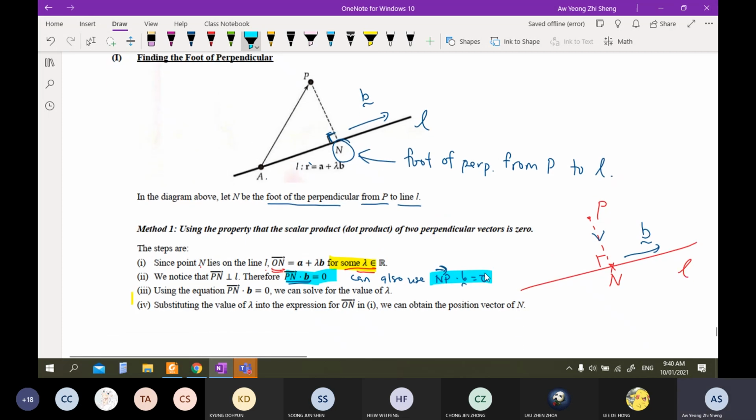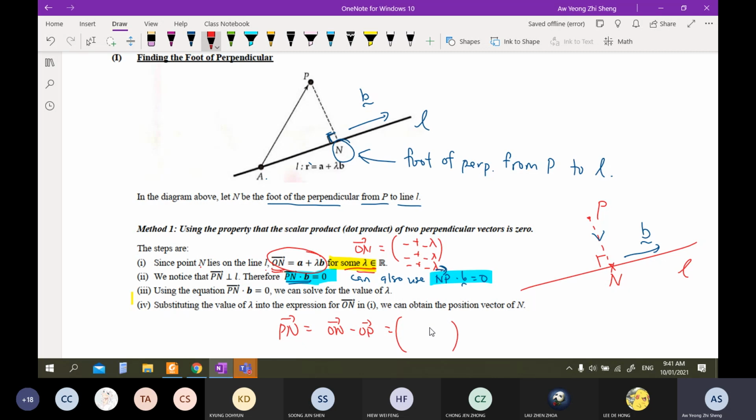Then using this equation, you solve for that particular value of lambda, because your On will be some vector in terms of lambda. It will be like a number plus a number times lambda. Something plus something lambda. Then when you find Pn, it will be On minus OP.